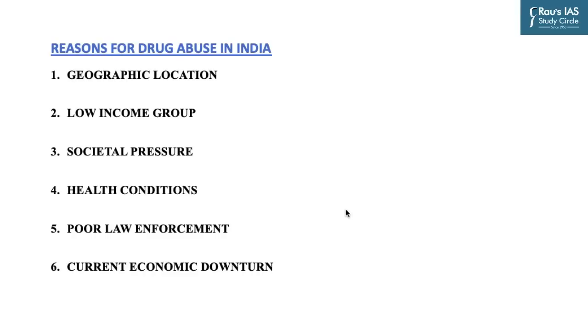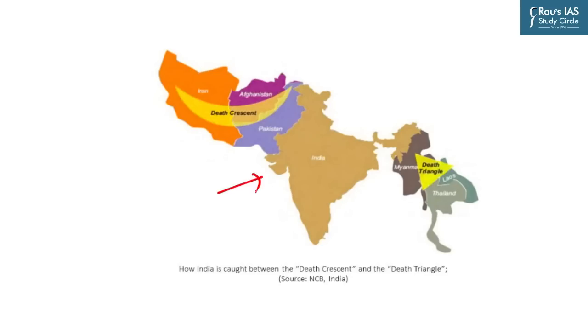So the first topic to understand here is the reasons for drug abuse in India. The first primary reason for drug abuse in India is geographical location. Now, if you see the map of India, we can clearly see that India is located between the Golden Crescent, or the Death Crescent, that comprises Iran, Afghanistan and Pakistan, and also between the Golden Triangle, popularly known as the Death Triangle, which comprises Myanmar, Laos, Thailand.